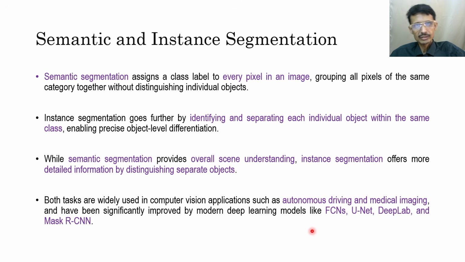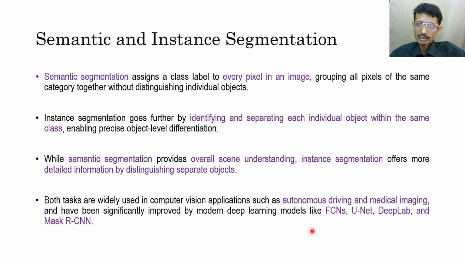Next topic is semantic and instance segmentation. Semantic segmentation assigns a class label to every pixel in an image, grouping all pixels of the same category together without distinguishing individual objects. Instance segmentation, on the other hand, goes further by identifying and separating each individual object within the same class, enabling precise object differentiation. While semantic segmentation provides overall scene understanding, instance segmentation offers more detailed information by distinguishing separate objects. That is the basic difference between semantic and instance segmentation.